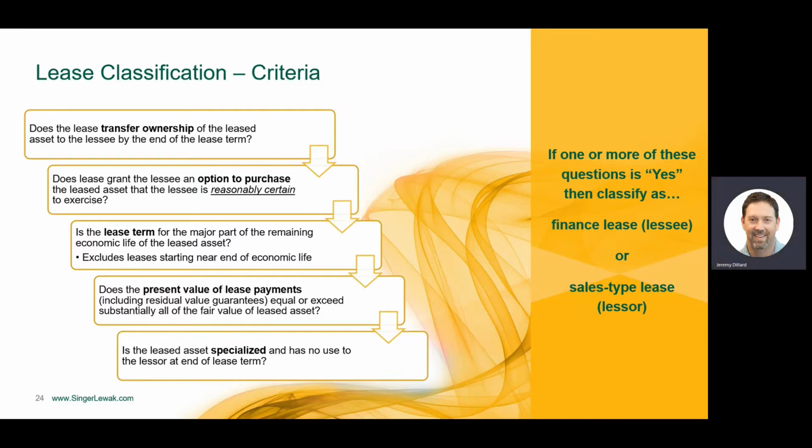Fourth, does the present value of lease payments, including residual value guarantees, equal or exceed substantially all of the fair value of the asset? This is similar to the old rules that had a 90% bright line threshold. Lastly, is the asset customized or specialized so that it has no alternative use to the lessor? Again, you only get to apply operating lease treatment if the answer to all of these questions is no.